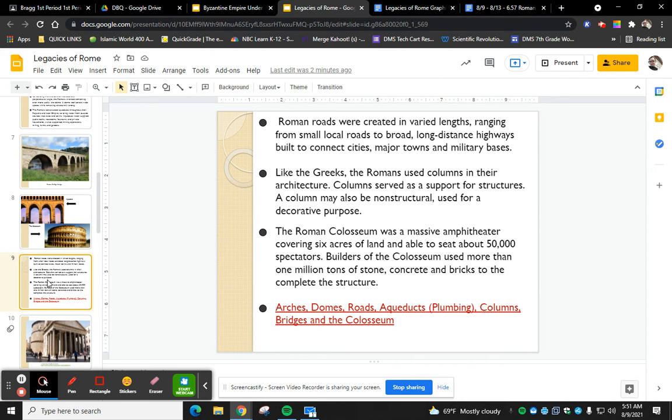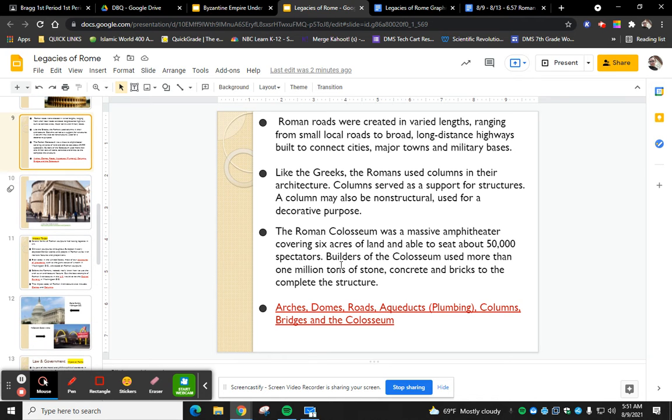The Roman Colosseum was a massive amphitheater covering 6 acres of land and was able to seat around 50,000 spectators. Builders of the Colosseum used more than 1 million tons of stone, concrete, and bricks to complete the structure. All right, that's a lot.